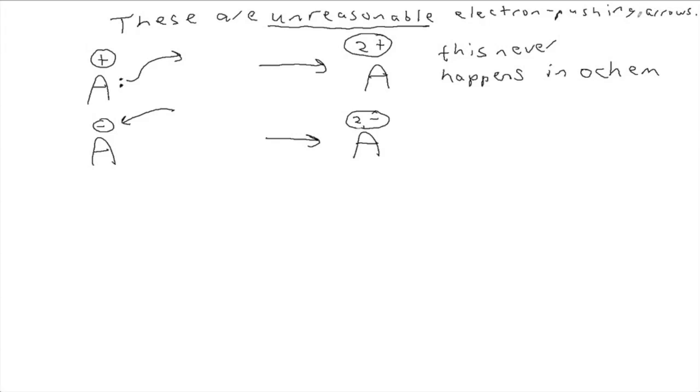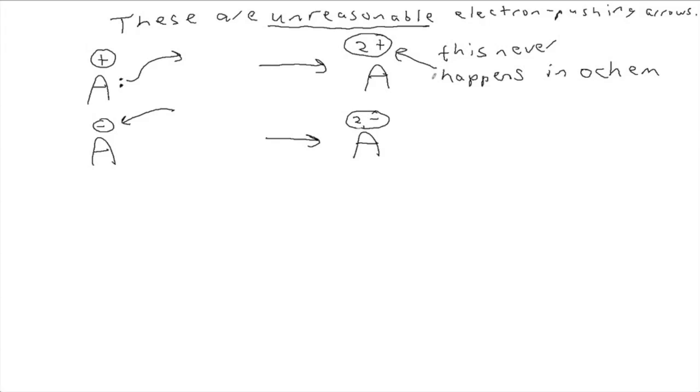Okay, so what should you do if you end up with a positive 2 or a negative 2 charge? You should always say, I guess I made a mistake drawing my arrows, and you need to go back and draw better arrows. Anytime you get a positive 2 or a negative 2, that means you've made a mistake. It doesn't mean you made a mistake with the charges, it means you made a mistake with the arrows.